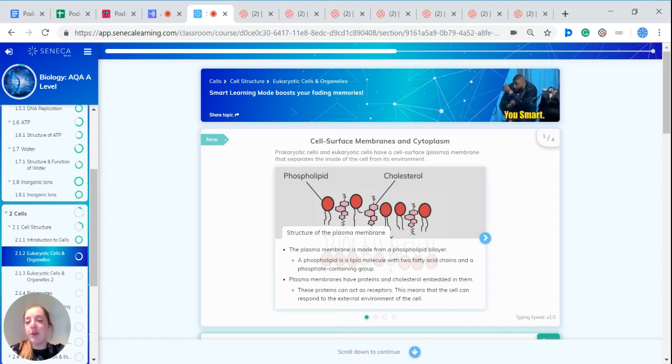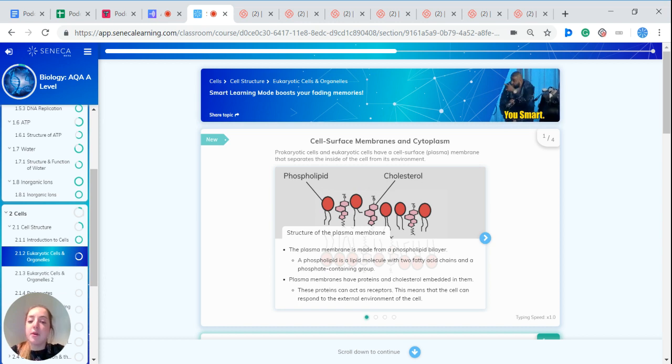And in the next few minutes, we're going to learn about some organelles in eukaryotic cells. Both prokaryotic and eukaryotic cells have a cell surface membrane, which separates the inside of the cell from its environment. The plasma membrane, which is the cell surface membrane, is made from a phospholipid bilayer. A phospholipid is a lipid molecule with two fatty acid chains and a phosphate-containing group.